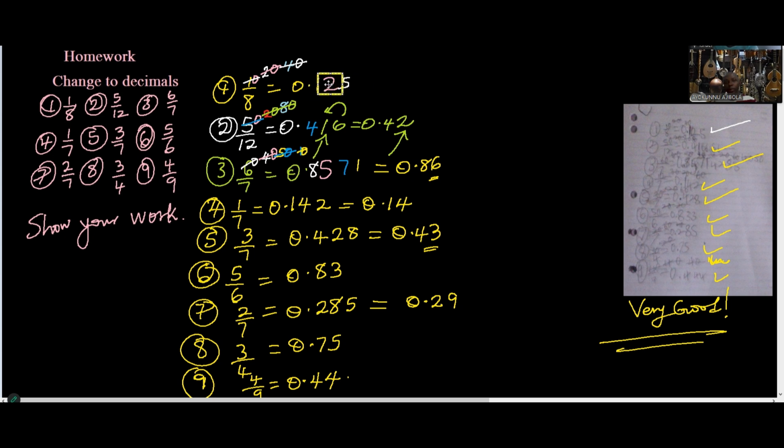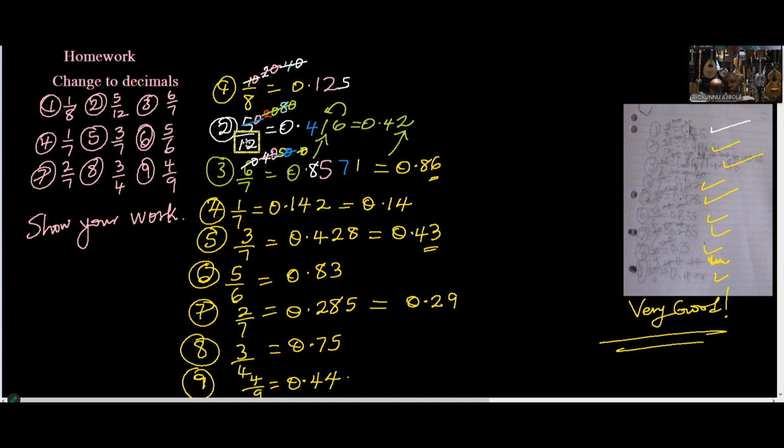Or we can round it up to 0.13. So we will not write the 5 because this is 5. We can round this 2 up to 3. But if the number here is less than 5, we will leave this as 2. Okay, let's check the next one.